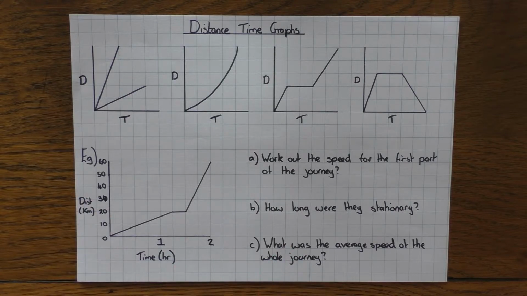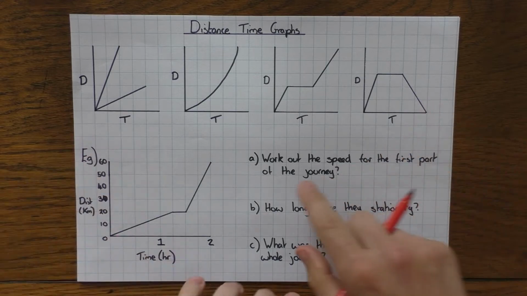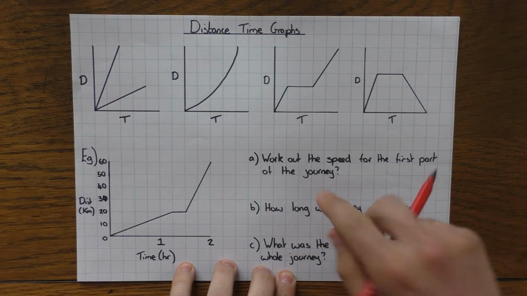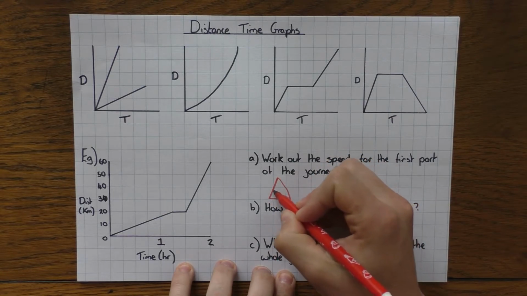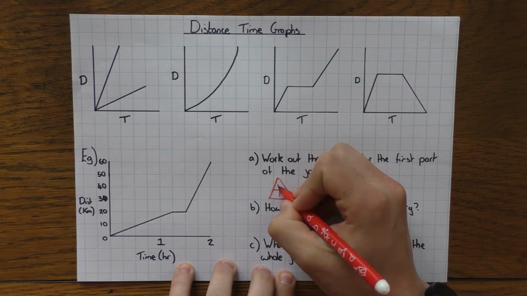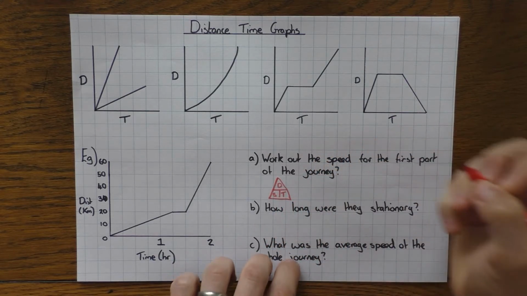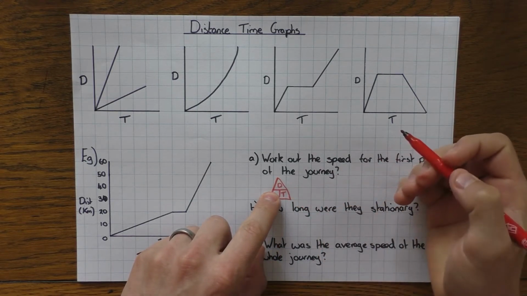So here I have my little mini distance time graph. Time's in hours and the distance is in kilometers. Work out the speed for the first part of the journey. If I'm working out the distance, speed, time, check out that video if you need to. But remember, we always draw our little triangle, D and then S and then T. And if I want the speed, it's the distance divided by the time.